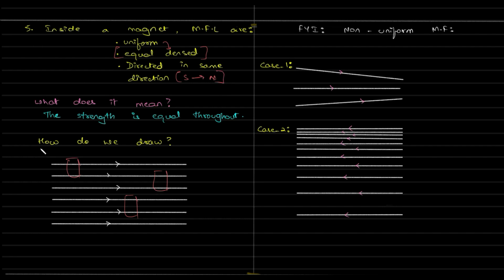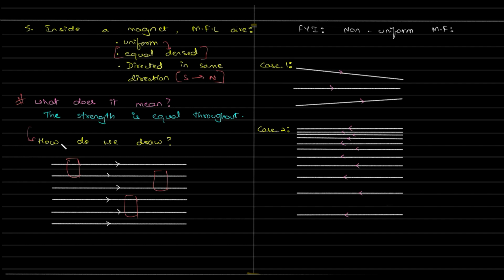That's your fifth point. So what does it mean? When you look at something like this, wherein you're telling the magnetic field line density is equal, what does it mean? It means that the strength is equal throughout, or uniform throughout. So wherever you see the strength of magnetic field lines in this space, the strength is equal.